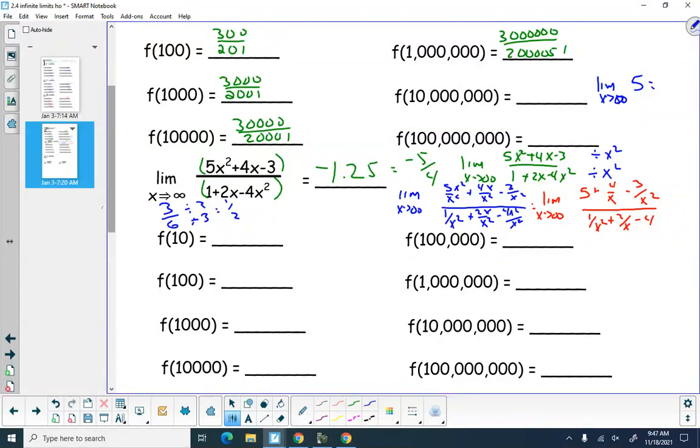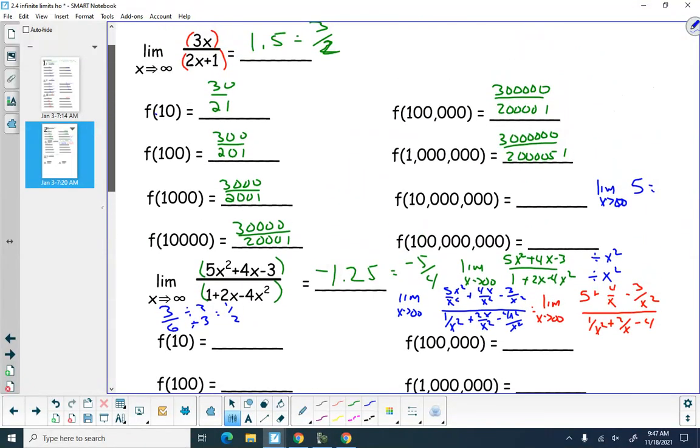Limit as x approaches infinity of 5. As x gets bigger, do I have a variable to put our value into? Once again, if I put 10 in for x, if I put 100 in for x, I put 1,000 in for x over there, is my value getting bigger and bigger? No. It's staying the same. It's 5.